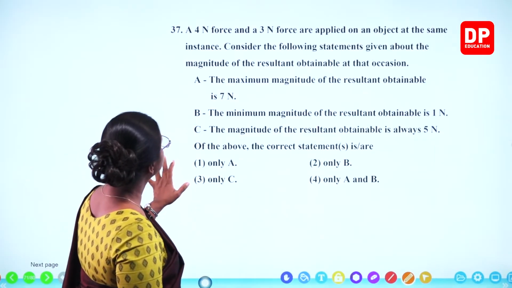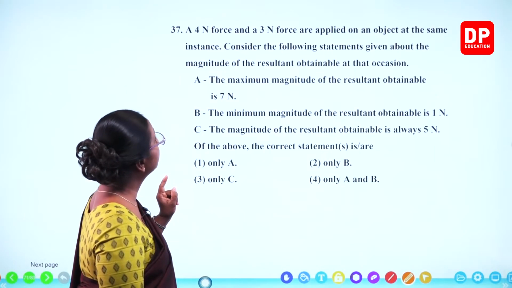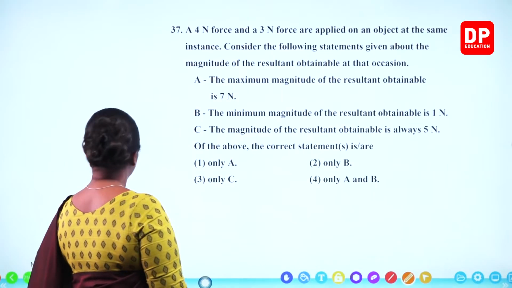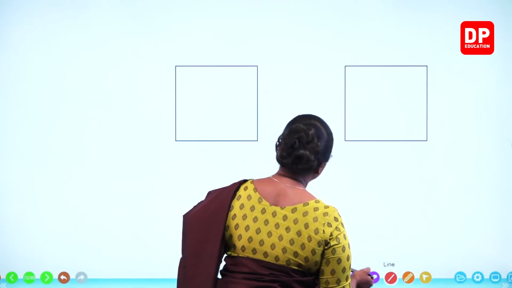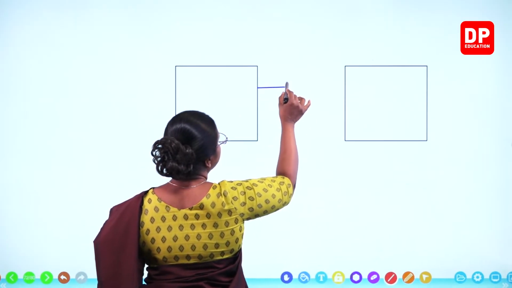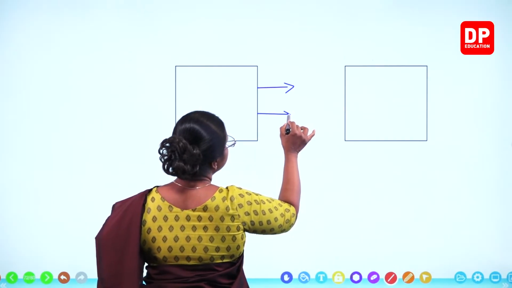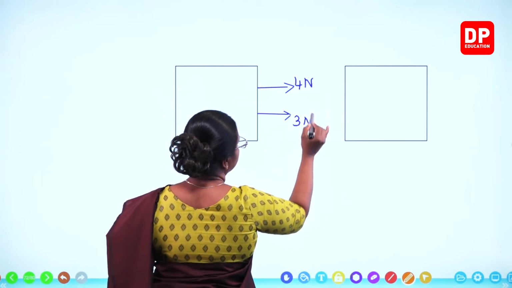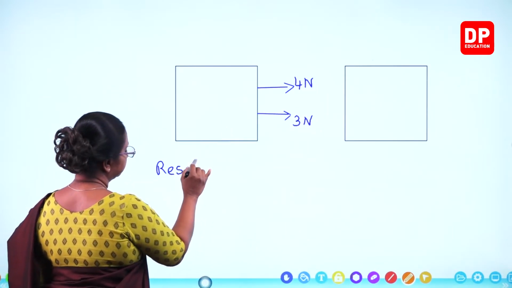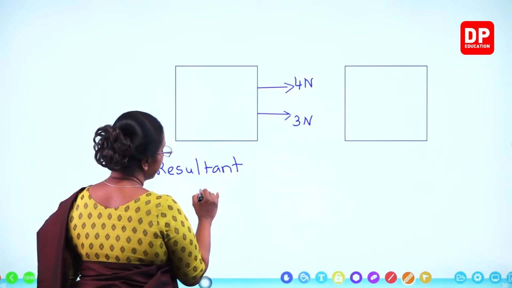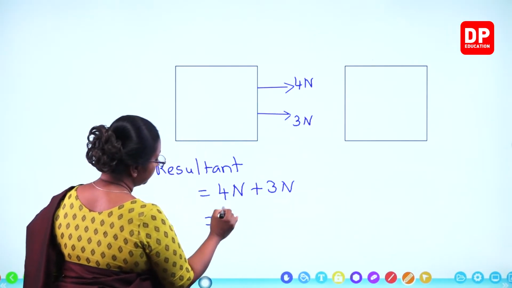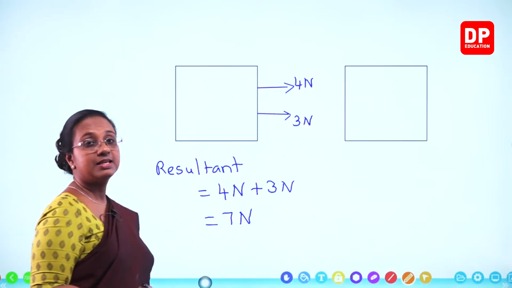So we will try to understand that. Look at the values of the forces, 4 Newton and 3 Newton, applied on an object at the same instant. So here, if we take this as the object, how can you apply the forces? Now one thing, we can apply the force in the same direction, 4 Newton and 3 Newton. Then what will be the resultant? Because both the forces are in the same direction, they will get added up. Sum of the two forces, you will get the resultant as 7 Newton.